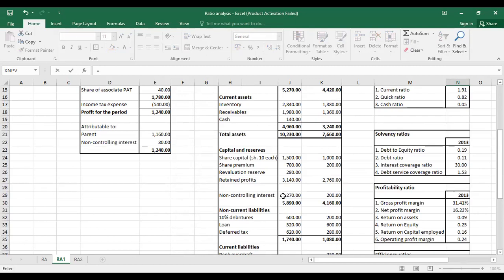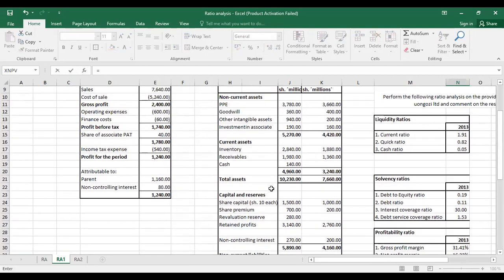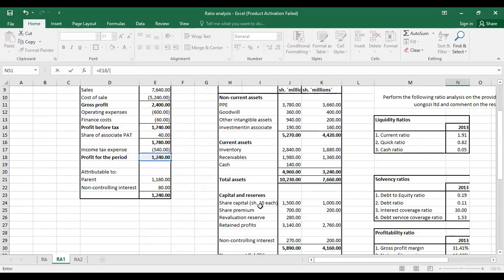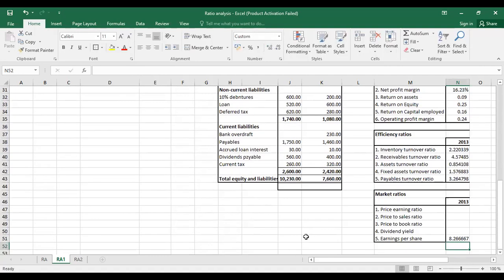So for 2013 earnings per share, you take the earnings you got, divide by, remember, you'll open your bracket. Remember the share capital was shillings 10 each, so it means the number of shares will be this one, divided by the 10. You close the bracket, enter. So it is as simple as that. Then I'll put 2 decimal places. Also for here, 2 decimal places.